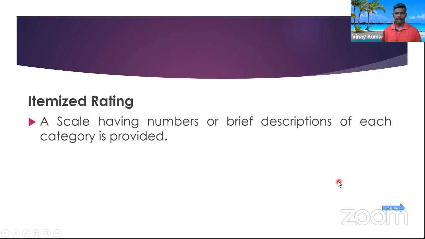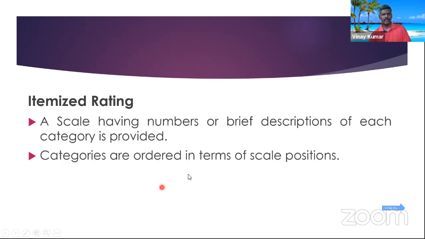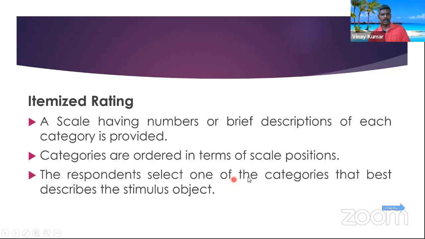Then you have the itemized rating scale. Here the scale has numbers or brief descriptions for each category, which are given to the respondents. This also we'll understand with examples. It will be very clear now. Categories are ordered in terms of scale positions. We're trying to order the categories, whereas in the continuous scale we have seen there is a continuum, but here we can see an ordering of scale positions.